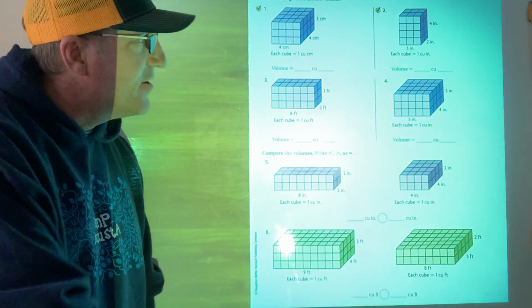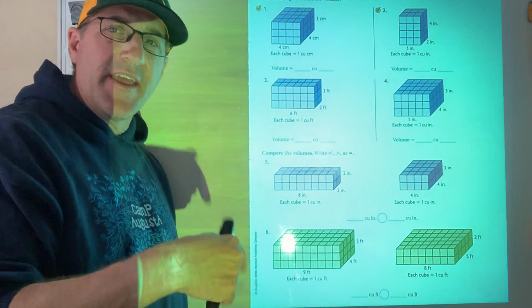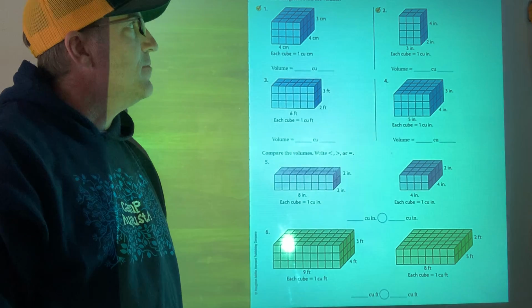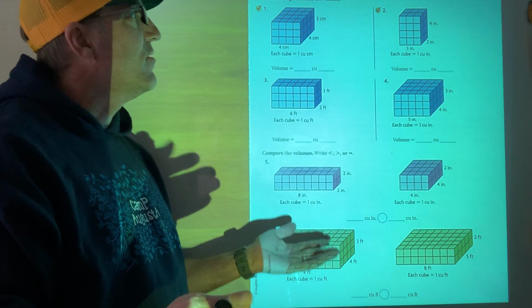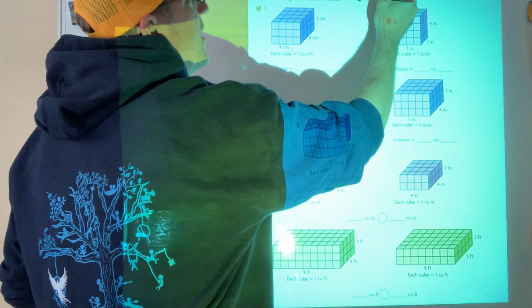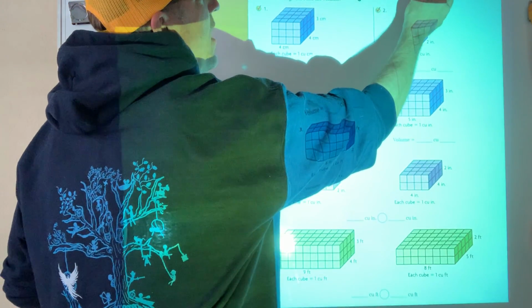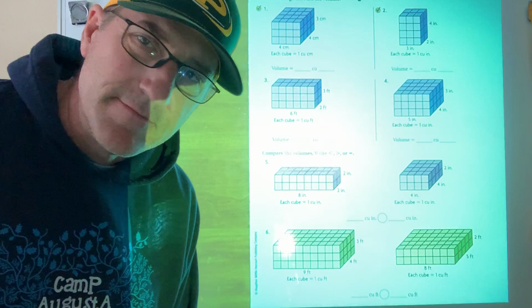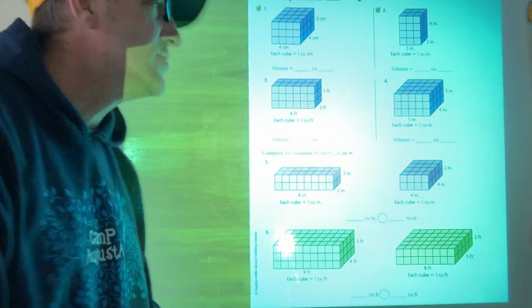All right, Pac-Manians, now we just get to do a bunch of practice. This is the third page of 7.6. It says use the unit given, find the volume. So volume, remember, volume equals length times width times height. What is volume? Got it, length times width times height.